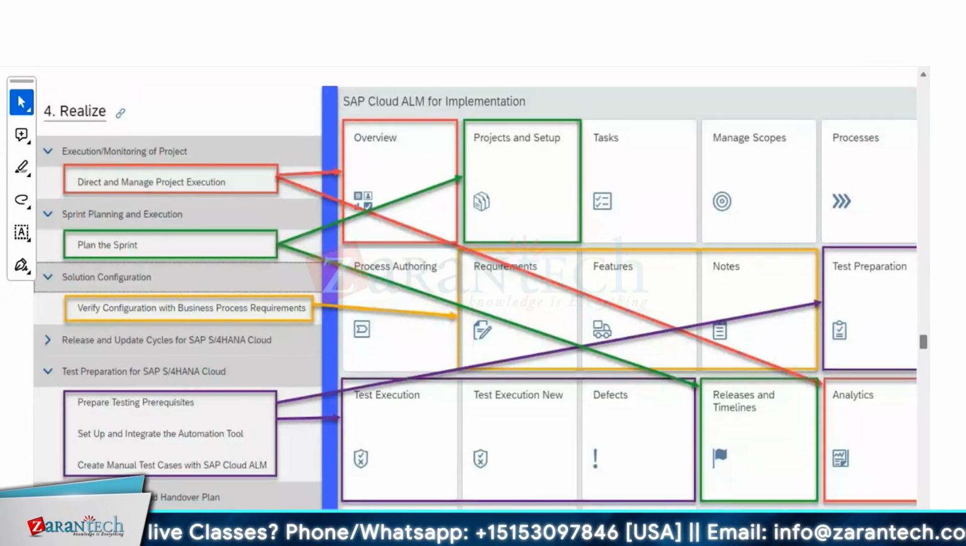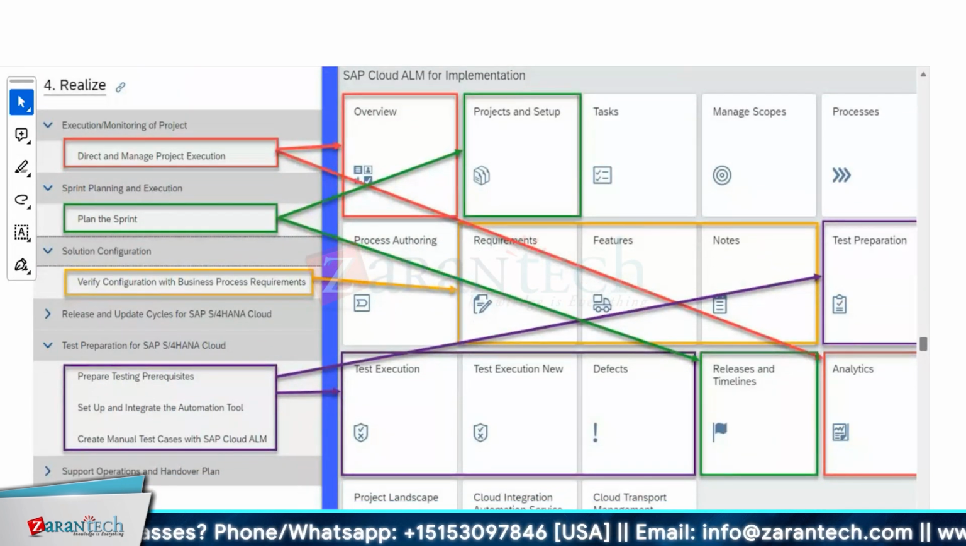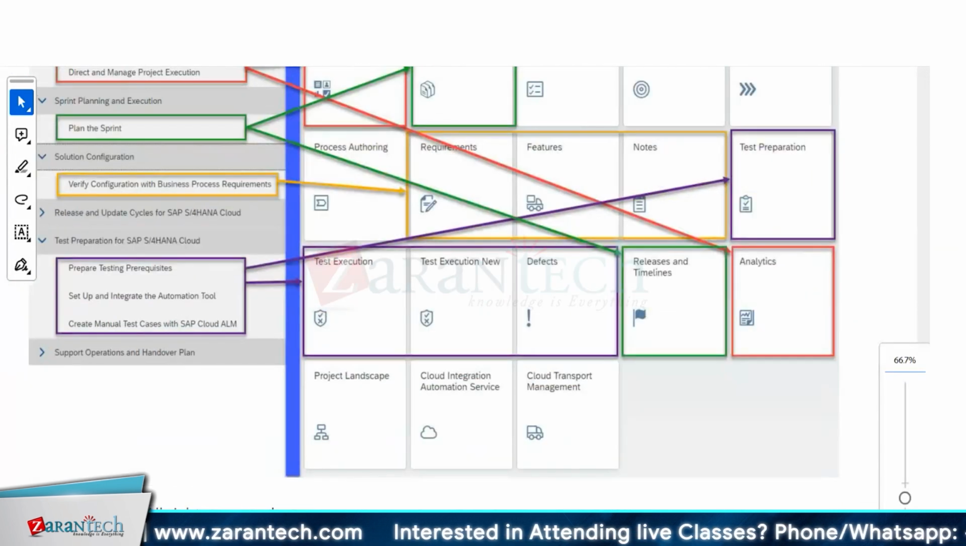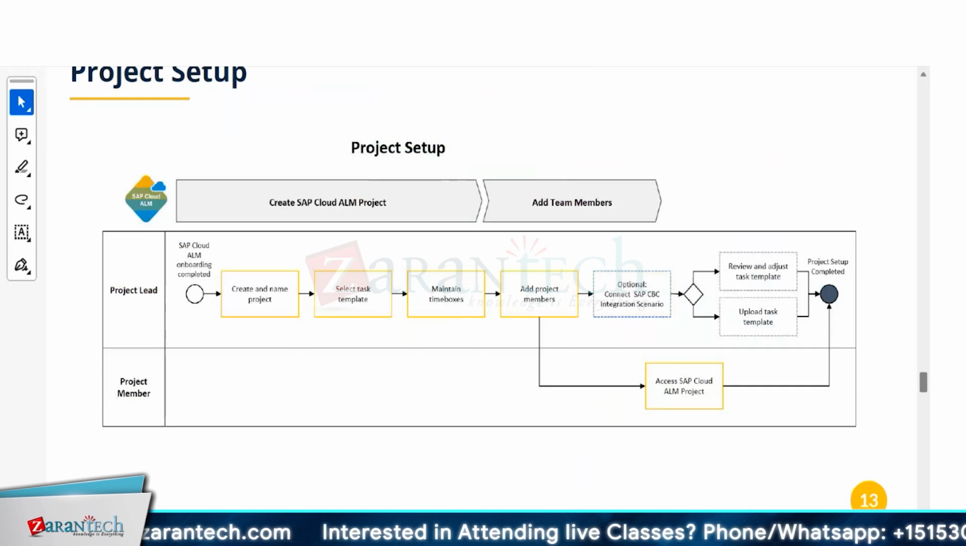Again, for testing, you have test preparation, test execution, then defects, right? So when you realize, when you're doing testing, you will start with test preparation, then you have to execute, then if there are execution errors or there is test failure, you will create defects. So everything is integrated with the different areas of Cloud ALM. Okay. Fine. So this is a small overview of the project setup, right?